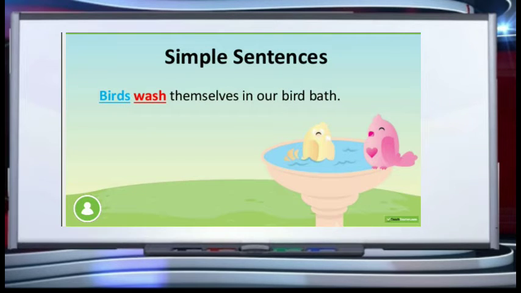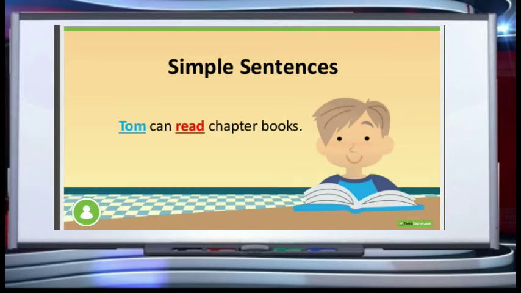Look at the next example given over here for the simple sentence. Birds wash themselves in a bird bath. Birds is the subject, wash is the finite verb, and wash in a bird bath is the predicate. And together it makes complete sense. It has one subject, one finite verb, can stand independently, hence this is a simple sentence. Another example of a simple sentence: John can read chapter books. So over here, John is the subject and can read is the finite verb.